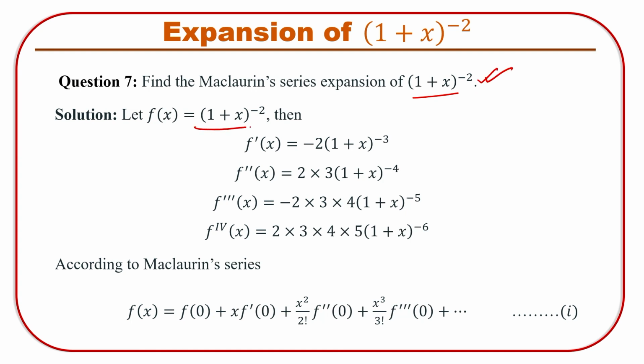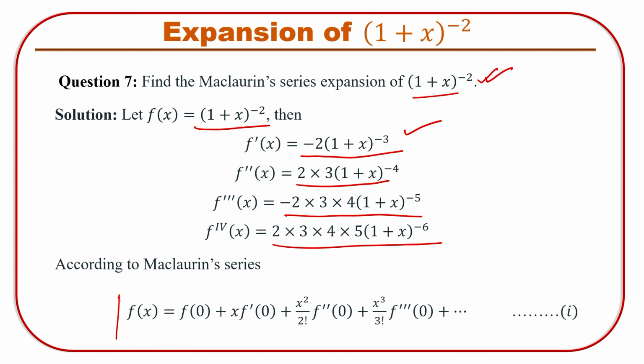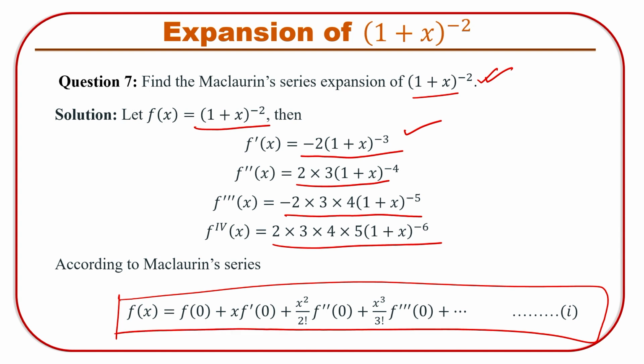So, we had f(x) equal to (1 plus x) to the power -2, then f dash of x can be written as -2 into (1 plus x) to the power -3, f double dash and f triple dash. One can easily find out the derivatives of (1 plus x) to the power -2 and then use the Maclaurin series formula. The Maclaurin series formula says that f(x) can be approximated with the value of the function at 0 and its derivatives at that point 0, right.